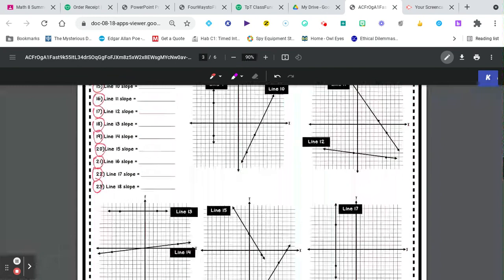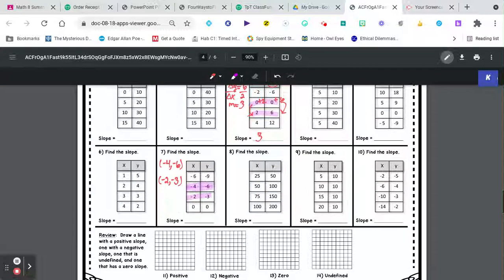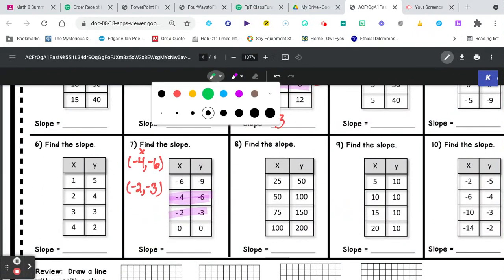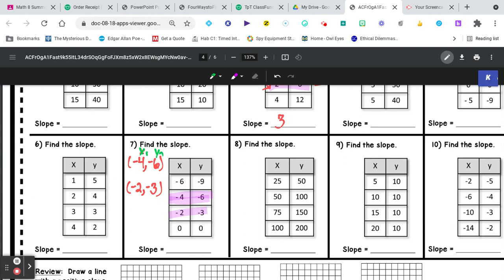So I'm going to go back. So this is your second option. If you don't like the change in y over the change of x, you can label this as x sub 1, and I'm going to do it in a different color. X sub 1, y sub 1.